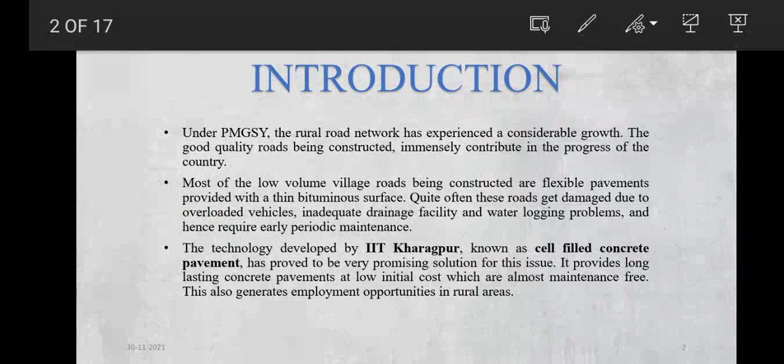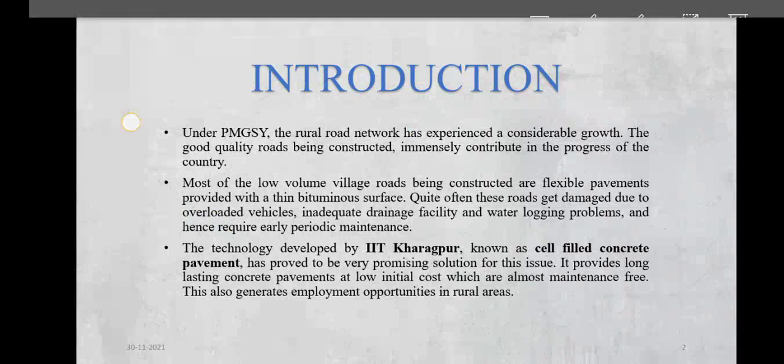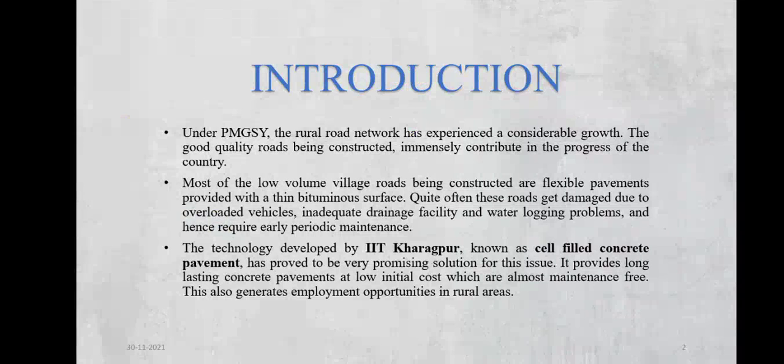Under the Pradhan Mantri Gram Sadak Yojana, a rural road network has considerably grown, which will develop the villages and ultimately develop our whole country. Those roads were made as flexible pavement with a thin bituminous surface, which gets damaged due to overloaded vehicles and inadequate drainage facilities, etc.